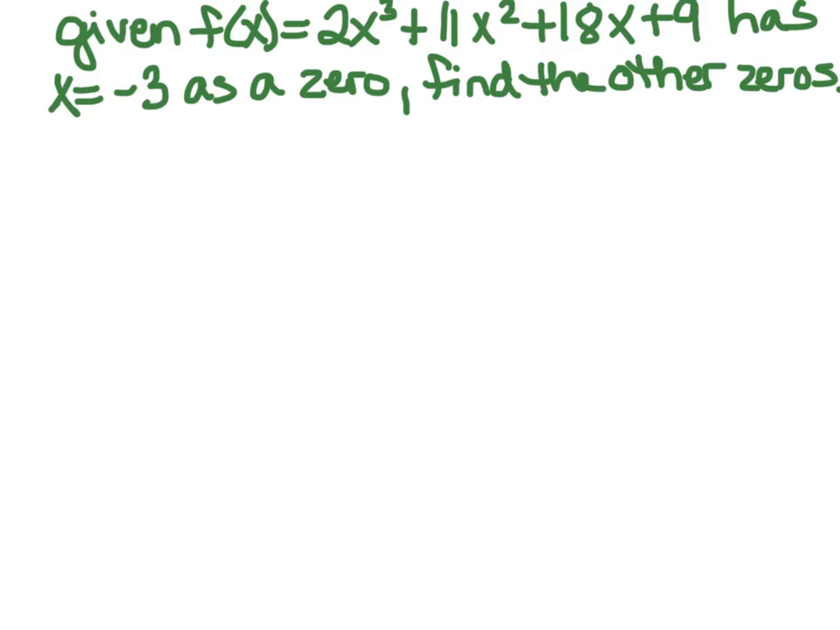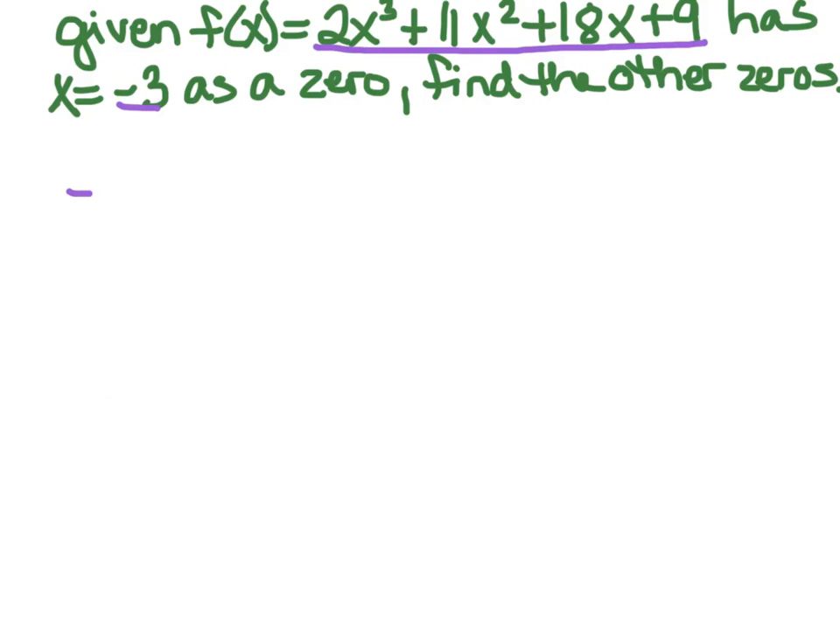Okay, one more. Given f of x equals 2x cubed plus 11x squared plus 18x plus 9 has x equals negative 3 as a 0, find the other zeros. So see, I could give you this crazy polynomial, and I might let you use a graphing calculator, and so you could put this into y equals. And you would see the weird looking polynomial, and you might be able to estimate where does it actually equal 0. And so suppose negative 3 looks like a perfect 0.